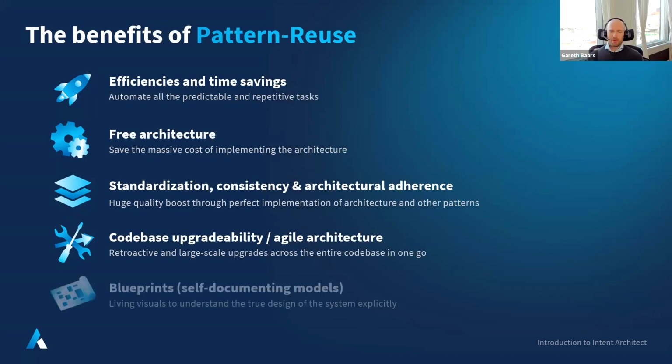And then the final thing that pattern reuse brings to the table is because of the models and metadata, we're able to ultimately self-document the systems as a set of blueprints that the team can then use to collaborate and understand the true design of their software systems explicitly, as opposed to reverse engineering the design out of the code.